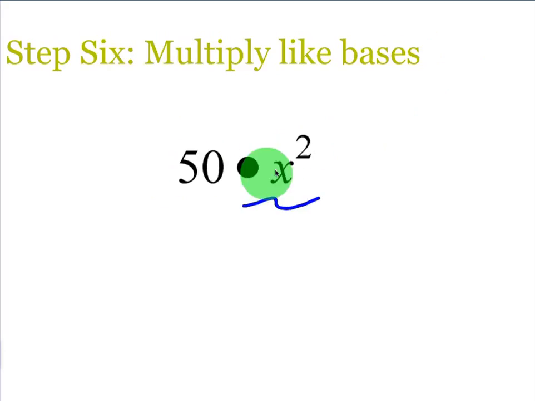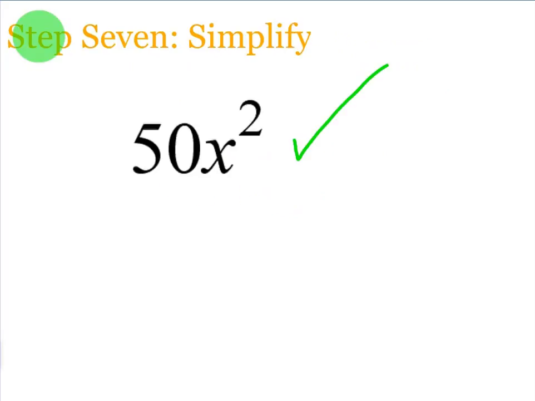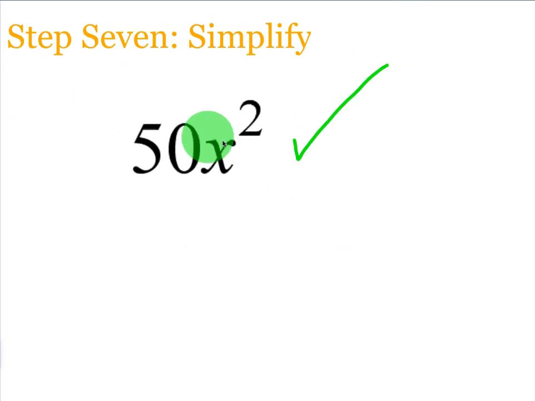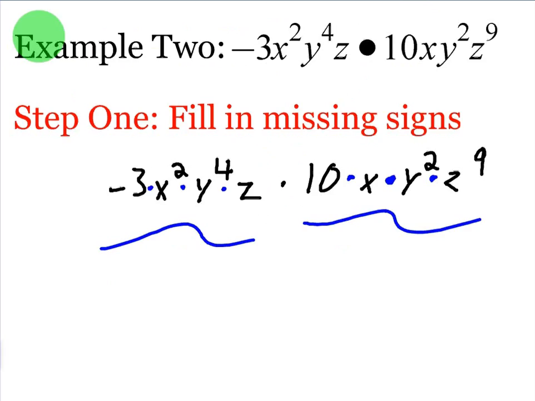And the last step is to get rid of that final multiplication sign. So 50 times x squared is just 50x squared. So that's it. We started out with 5x times 10x, and the final answer is 50x squared. Let's take a look at the next example.